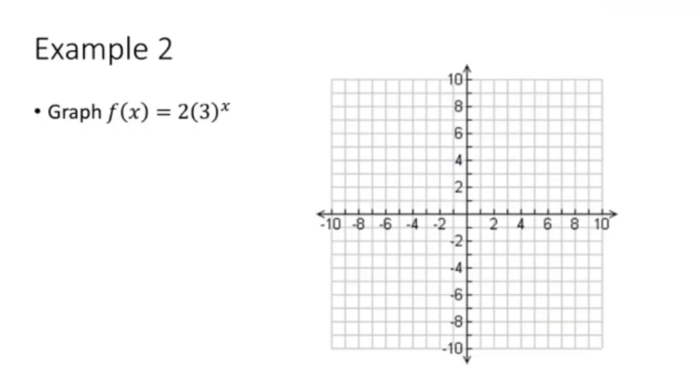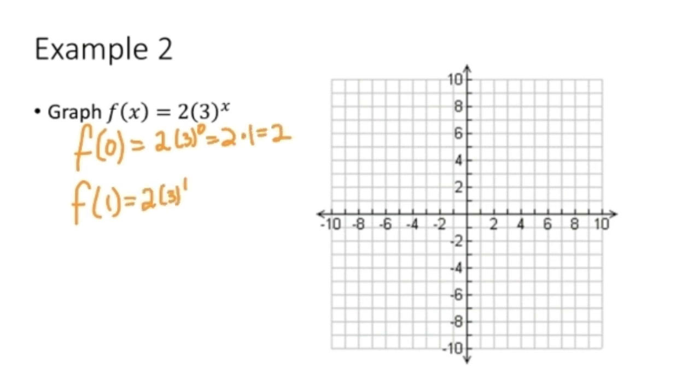Next, we're going to graph f of x equals 2 times 3 raised to the x. But just like what we did in the previous example, we're going to plug 0 and 1 in for x. So first we'll find f of 0, which is 2 times 3 to the 0. 3 to the 0 is 1, and 2 times 1 is 2. Now we'll evaluate f of 1, which is 2 times 3 to the first. 3 to the first is 3, and 2 times 3 is 6. So from f of 0 equals 2, one point on the graph will be the point (0, 2). From f of 1 equals 6, one point on the graph will be the point (1, 6).